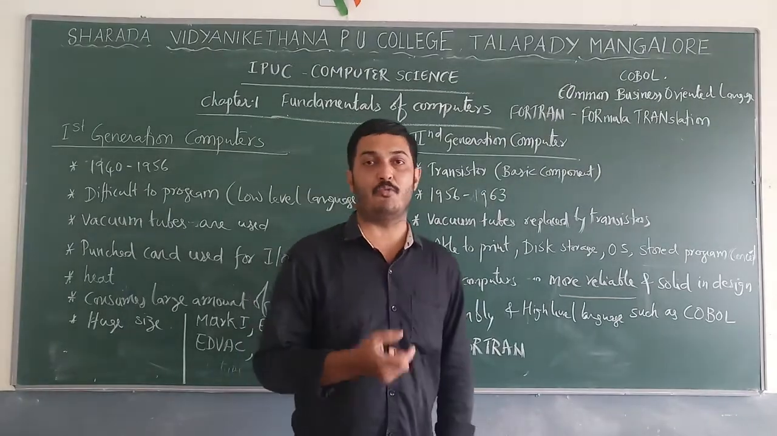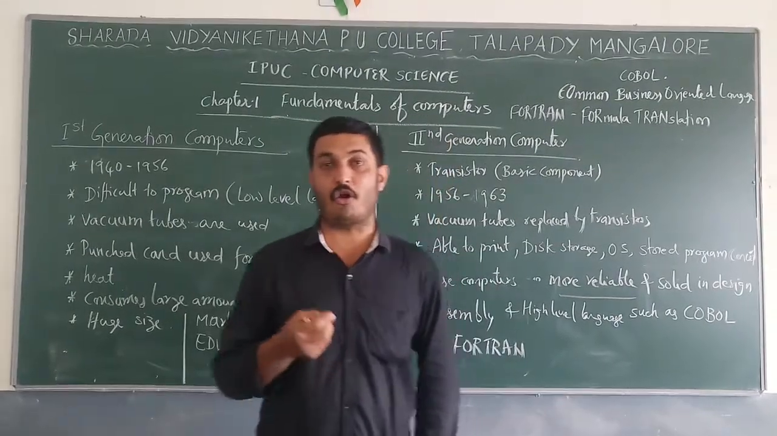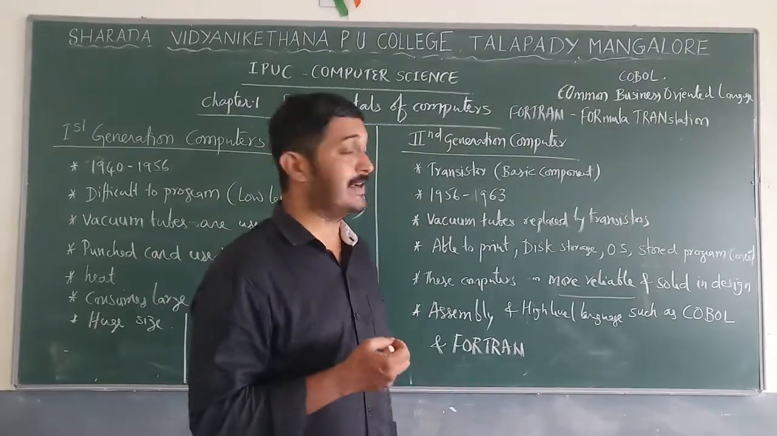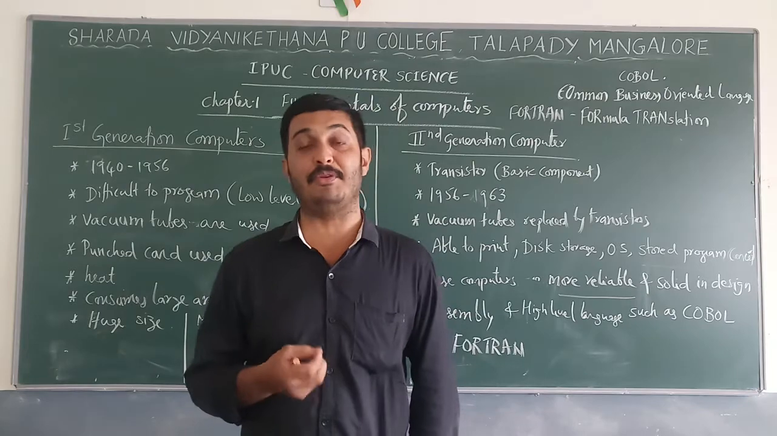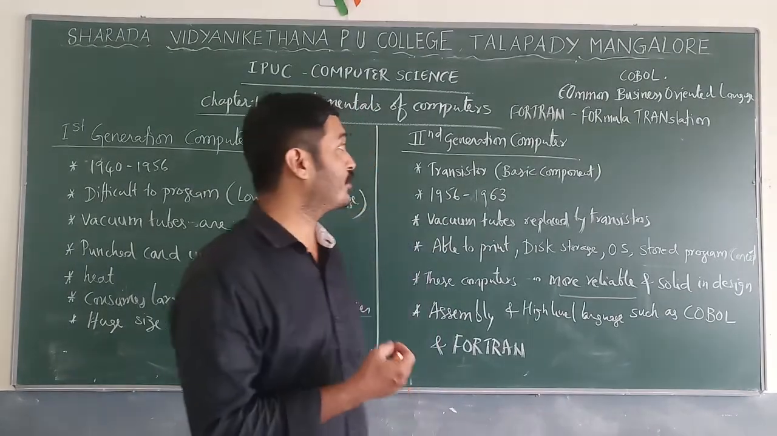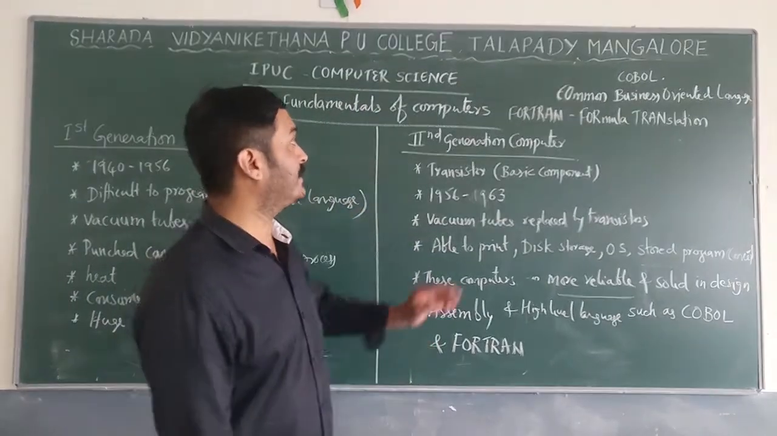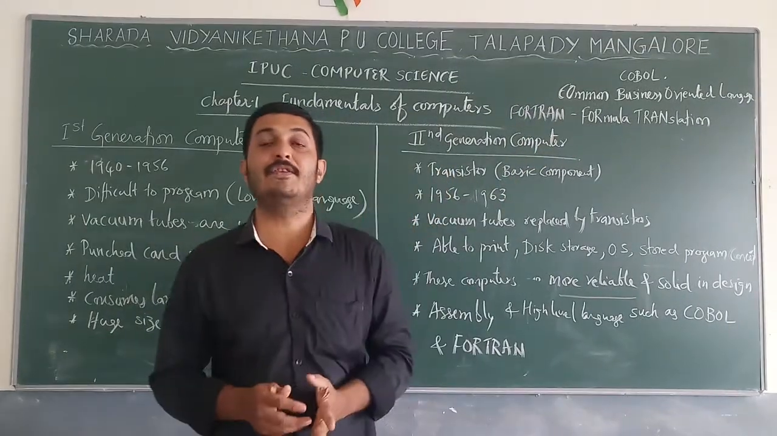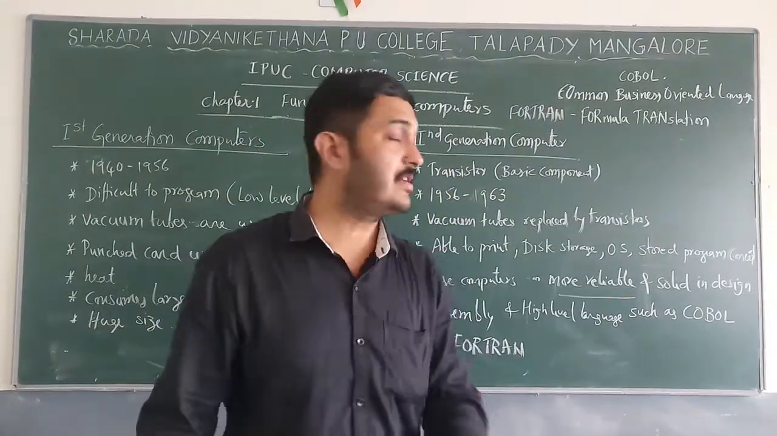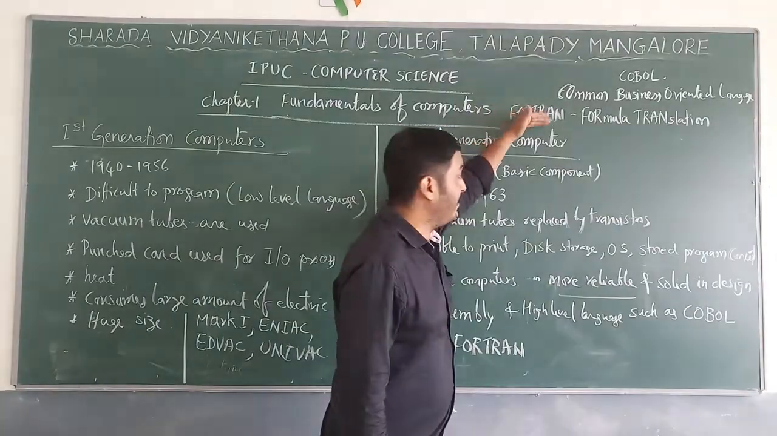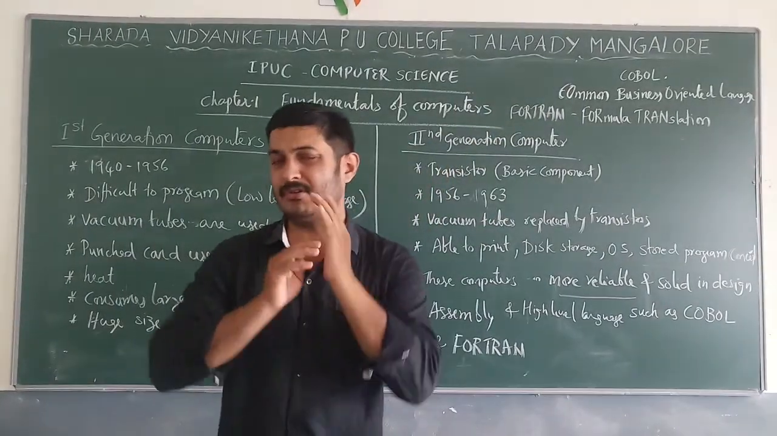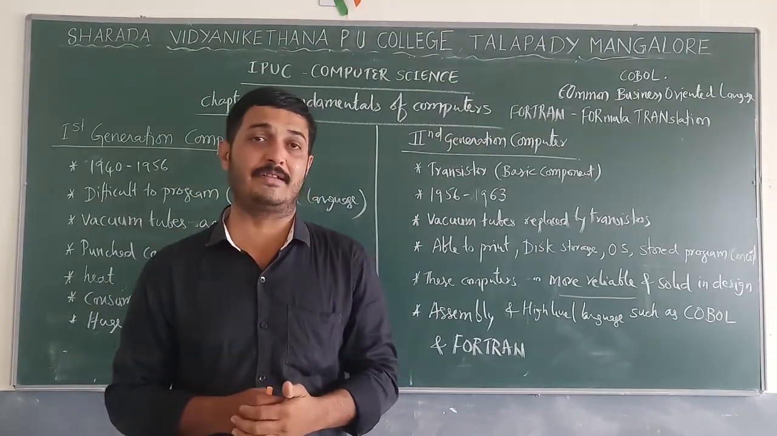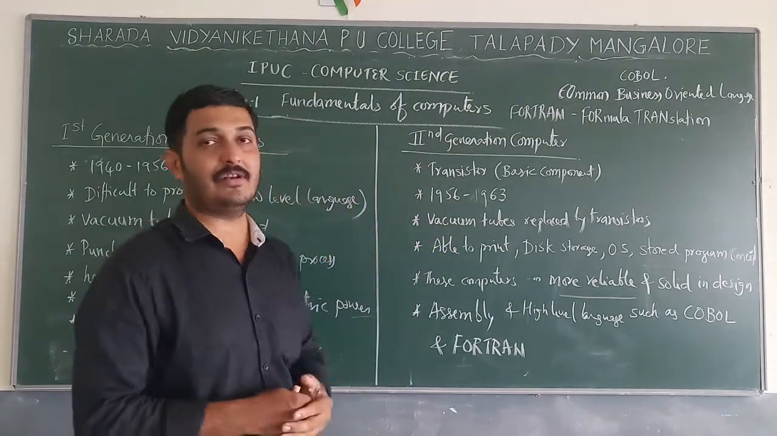So what do you mean by COBOL? Actually COBOL is common business oriented language. It's specially meant for business people. And next one is Fortran. So what do you mean by Fortran? Fortran means formula translation. Actually this particular language is used to perform operations on science or mathematical formulas. Okay, these are about second generation computer.